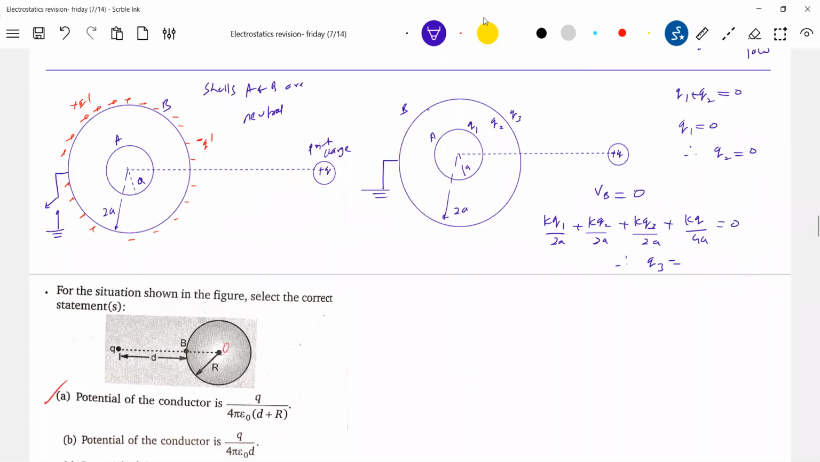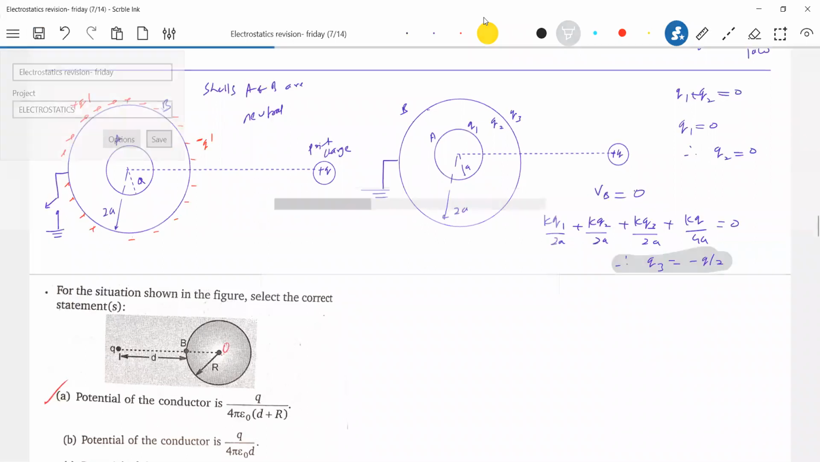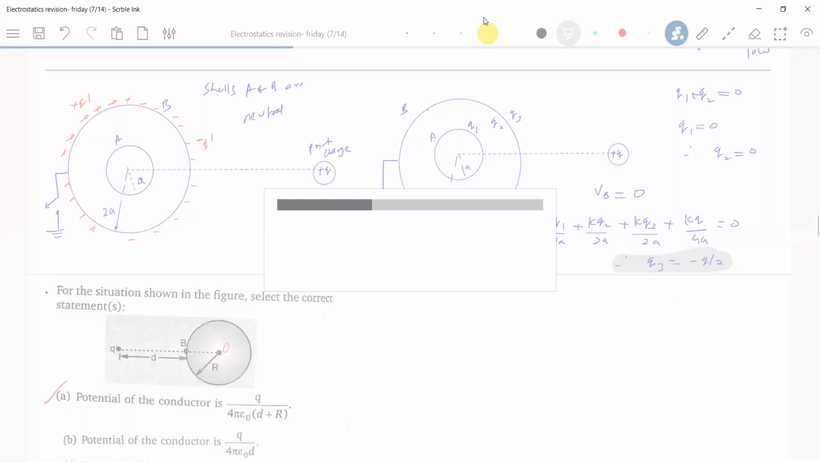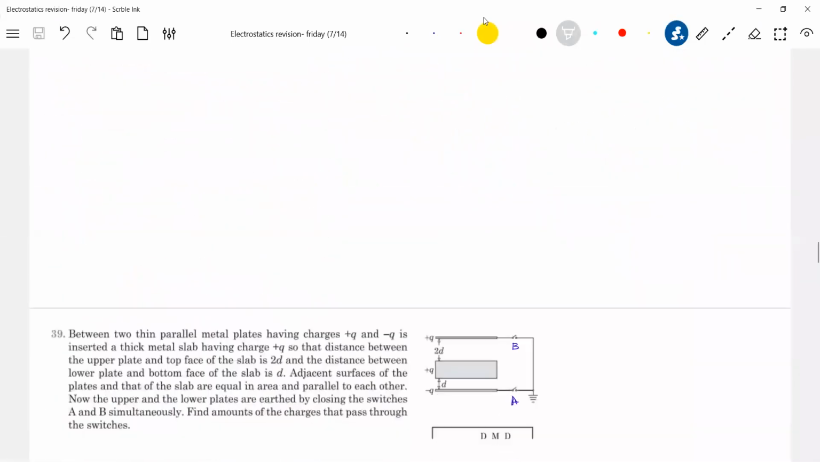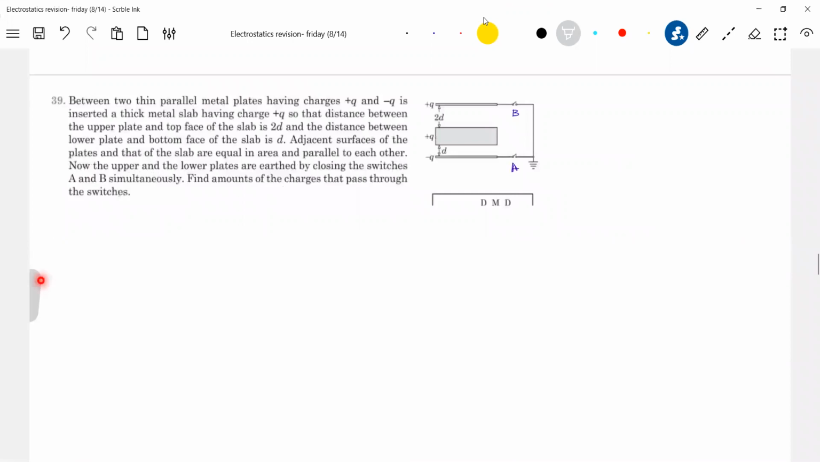So it is better to develop the idea rather than remembering some questions. Potential is due to all the charged quantities. But when it comes to electric field, only the net charge enclosed by the Gaussian surface will contribute. That was the method we used to follow here. We'll come to it later on. So let's take some problems here.